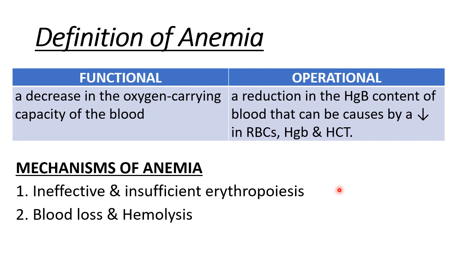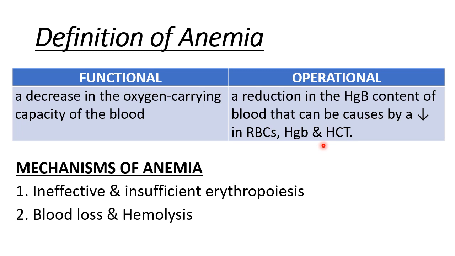Okay, definition naman tayo ng anemia. So we have the functional definition and operational definition. Based on the research, 'di ba? Iba ang functional and operational. Sa operational, paano mo i-measure yung anemia? Okay? Pero generally, anemia is a condition wherein your oxygen levels are decreased. Okay? Paano i-measure? By measuring RBC counts, hemoglobin, and hematocrit determination. Kailangan yung tatlong yan bagsak in order to classify the condition as anemia.